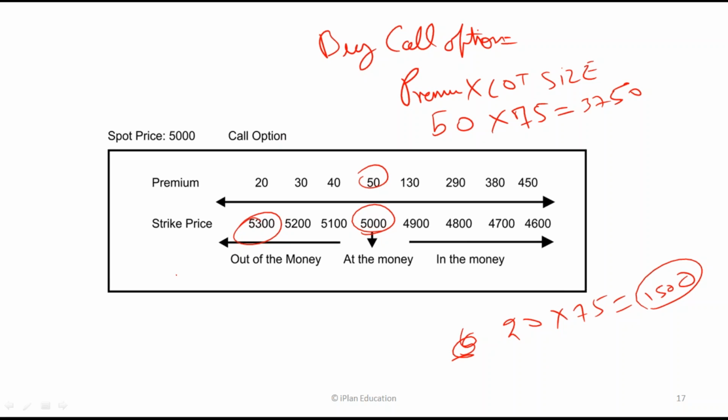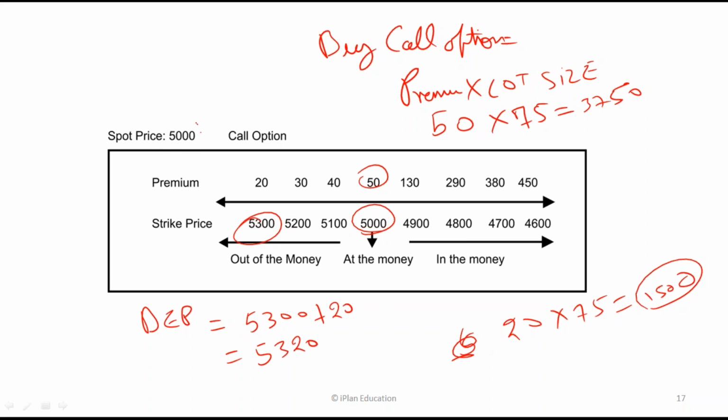Now how will I make profit? I make profit only when my break even is achieved and the price is more than that. So what is my break even point? My strike price was 5,300. Remember from the previous example, strike price and premium both included becomes the break even, the total cost, and the premium here is 20. So my break even point will be 5,320.